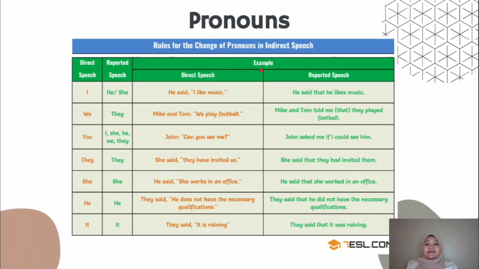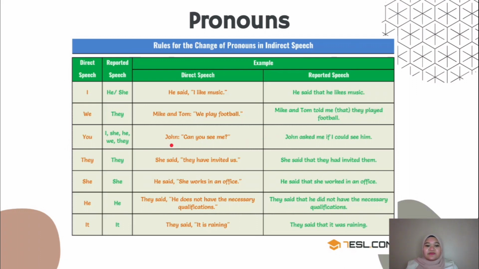Okay, so examples for direct speech. What he said: "I like music." In reported speech: he said that he likes music. Can you see the pronouns changed? From I, we changed to he. Okay, second, Mike and Tom: "We play football." However, in reported speech: Mike and Tom told me that they played football. Right? From we, it changes to they.